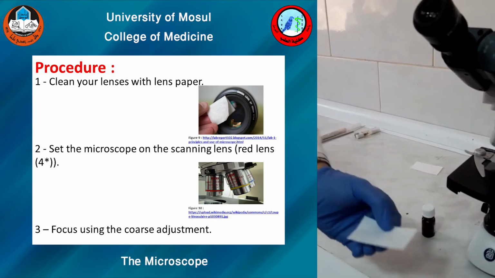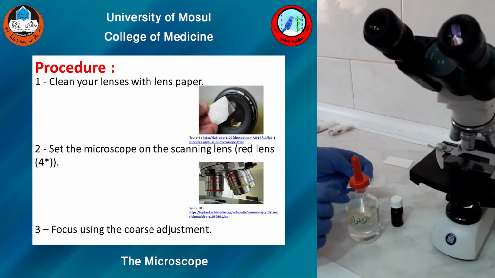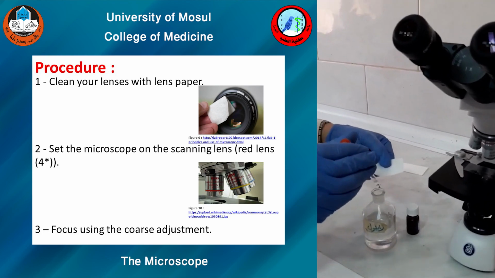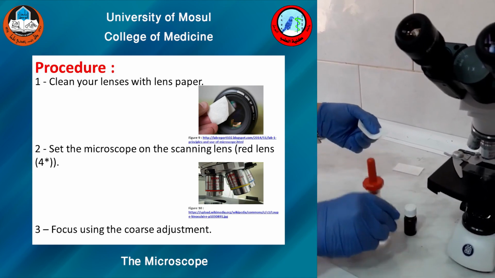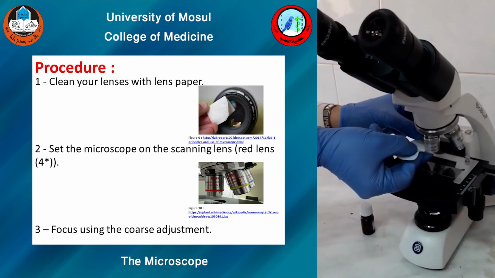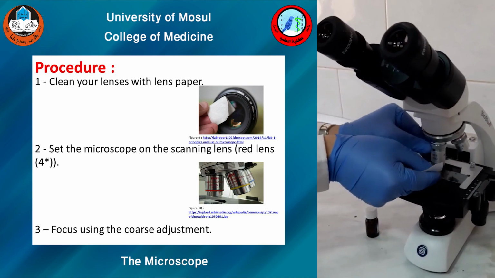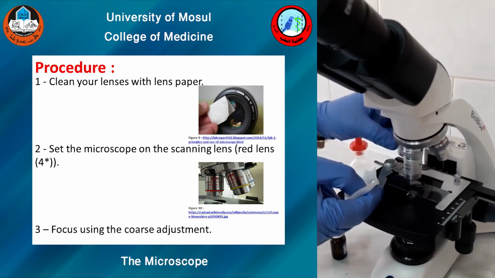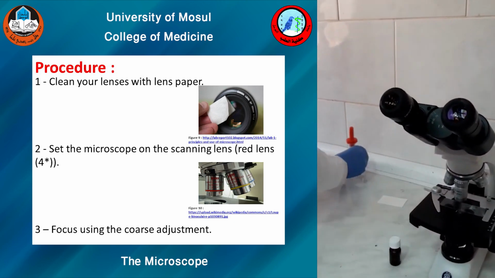Now we can put a drop of xylol. This is xylol, which is alcohol. We put a drop of it on the lens paper, and we sterilize and clean the lens this way. Sterilize and clean the lens before use. Okay? This is the first point.